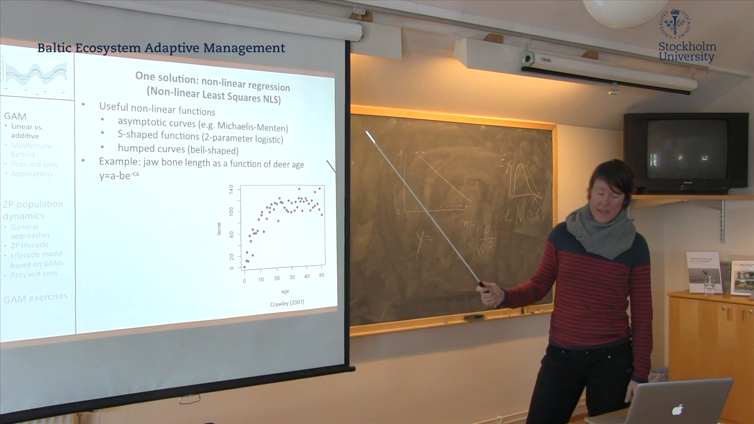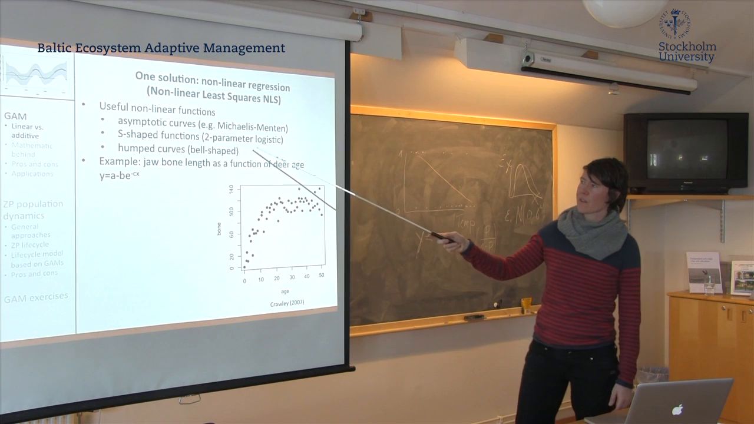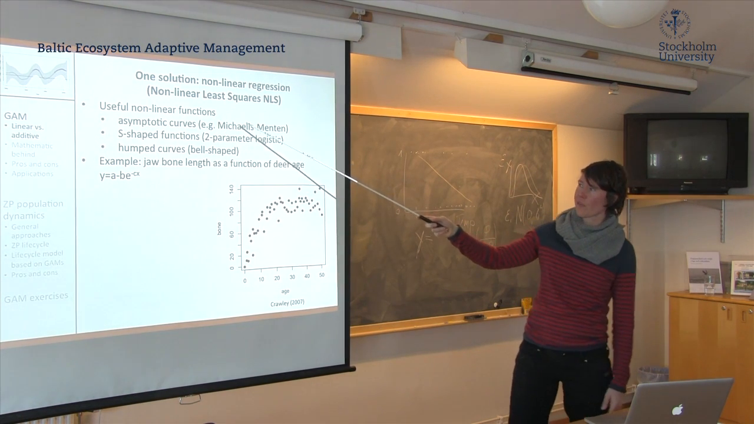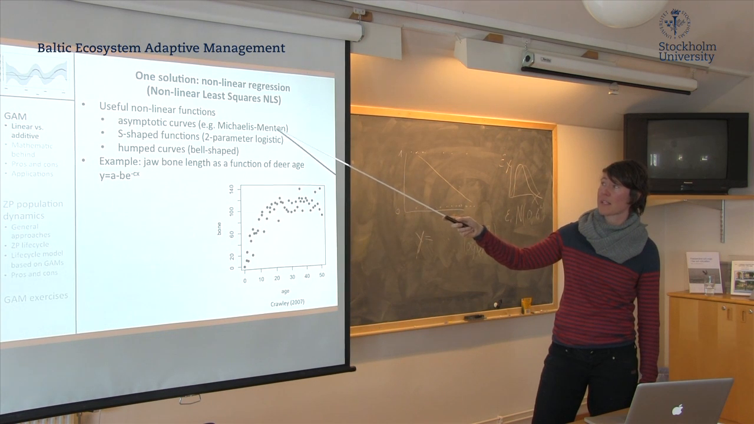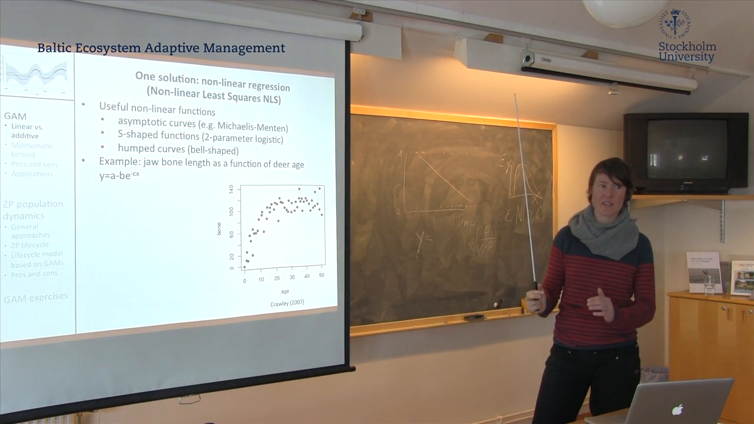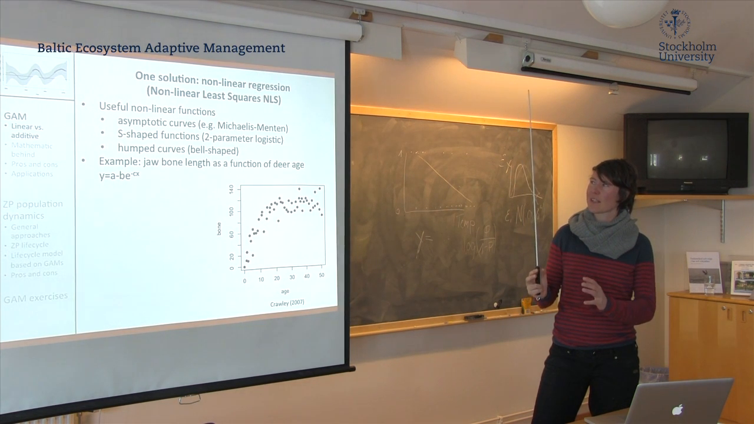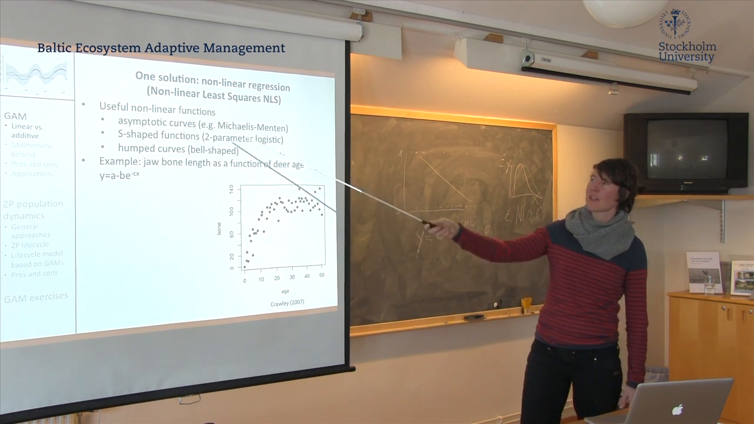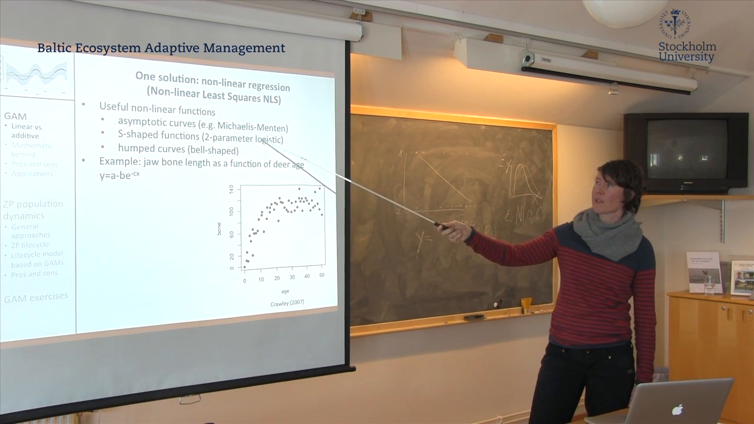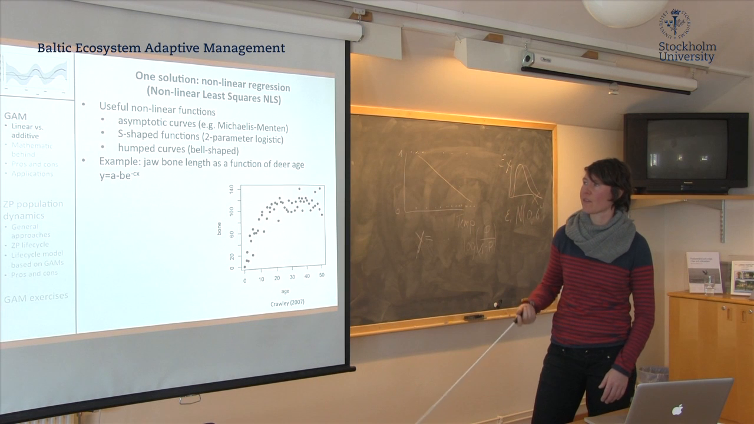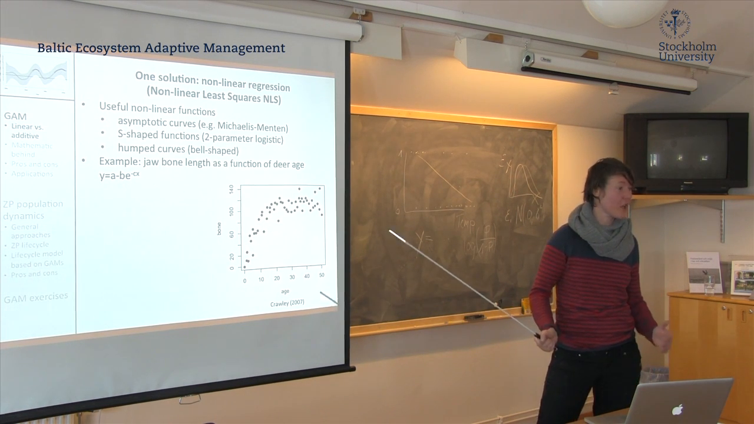And it's quite nice if those nonlinear functions are already known. For example, if you have an asymptotic curve, there is the Michaelis-Menten curve, which might suit your data set, and you rather want to use this one because everybody understands it in that context. If you have an S-shaped function, then the typical one is a 2-parameter logistic one, or if you have hump curves, then it's the bell-shaped or the Ricker-shaped curve. So there are certain functions that people already know.